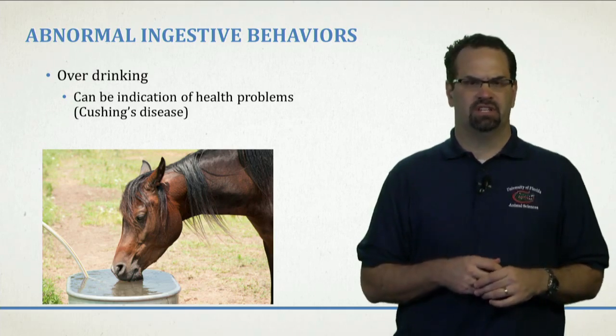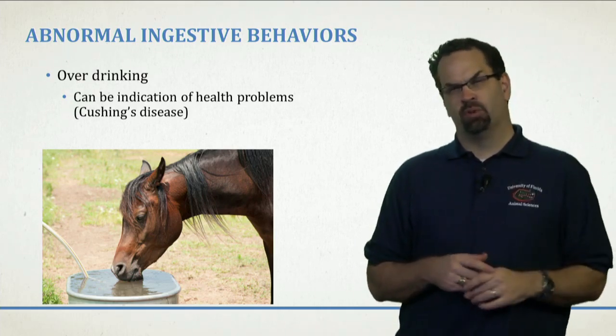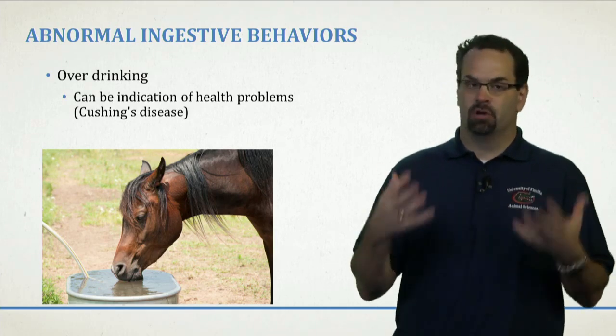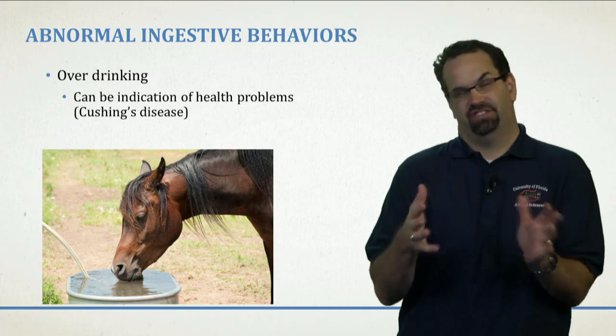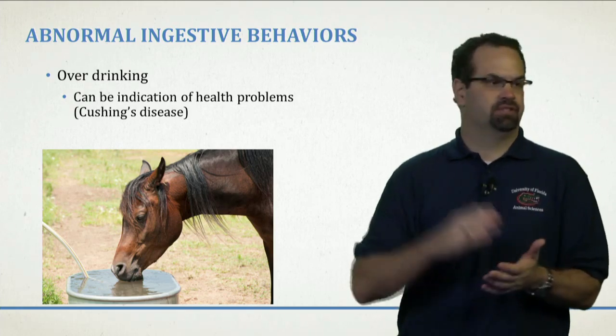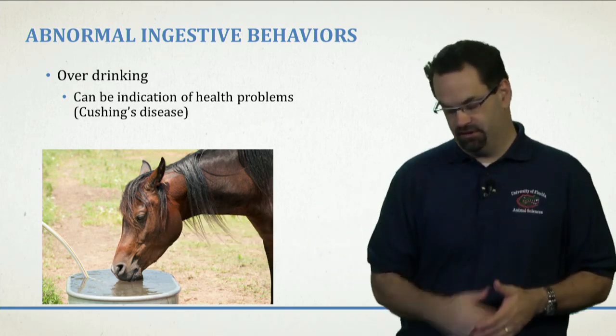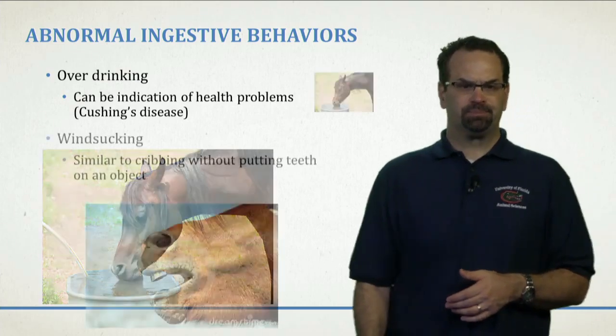One is Cushing's disease, and others like renal failure. So if a horse really starts going from the average 10 to 15 gallons of water per day up to 25, 30, then that could be indicative of a health problem.